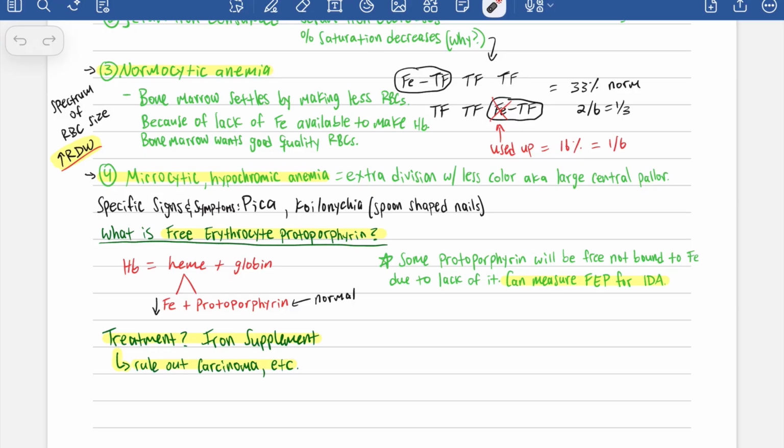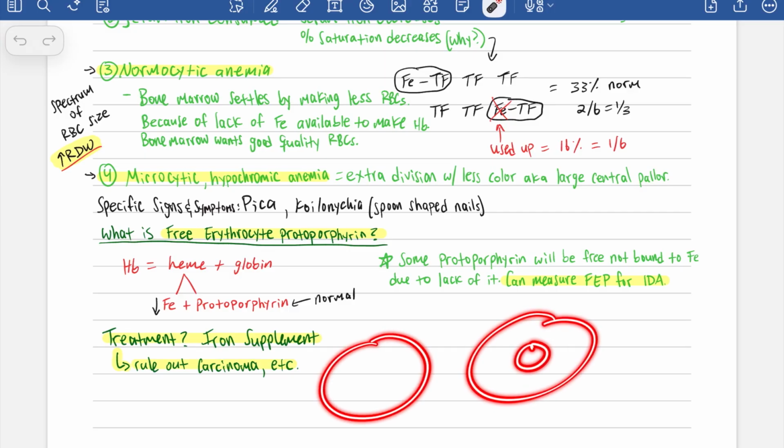So normally the red blood cell will have a small central pallor like this. So this will all be red, and the center will be a little bit less red. It'll be a little more clear. But in this case, instead of it having a small central pallor, it's going to have a much larger one. So now all of this is red.